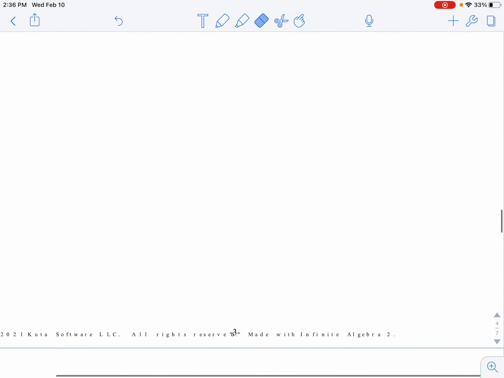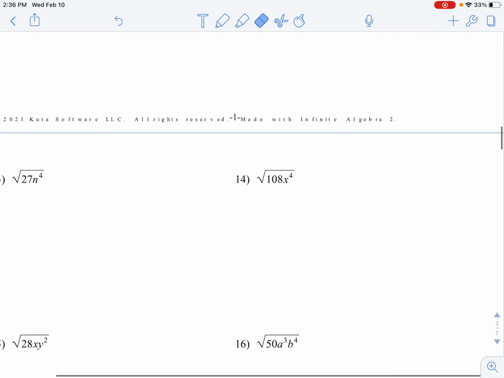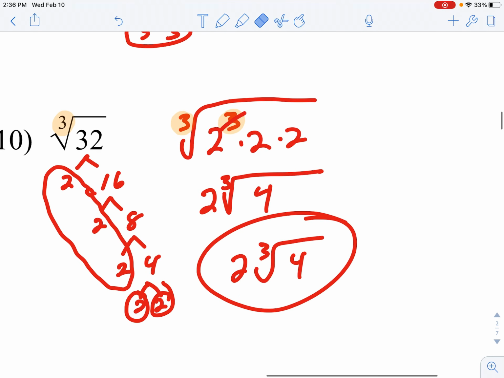The cube root cancels out, where am I? The third power right here. So this 2 comes out. These 2 2's from down here stay inside, and that's where that answer comes from.